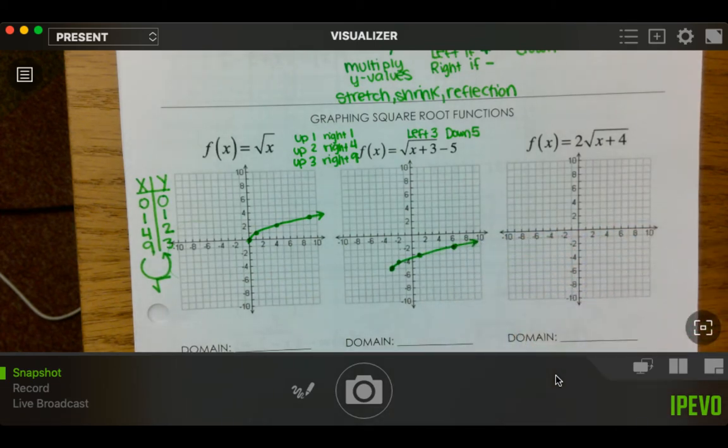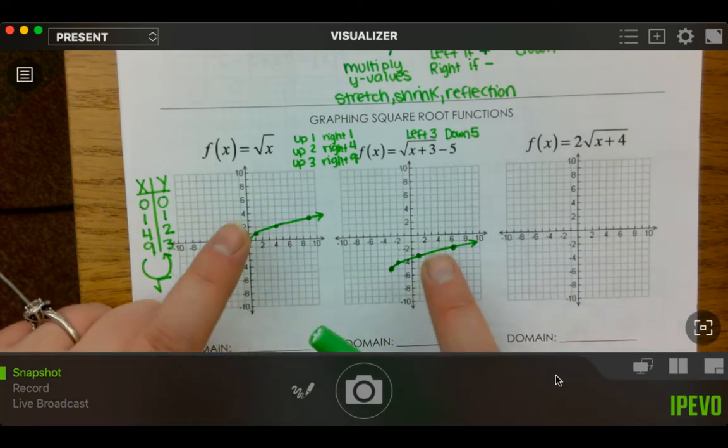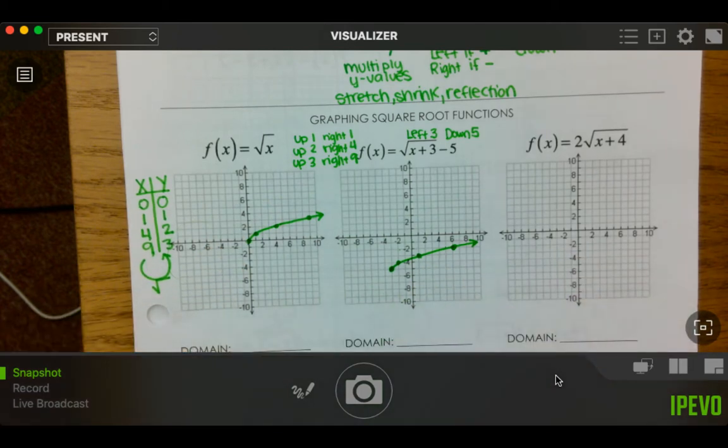Another way of doing this is to draw this over here and then move each point left 3 down 5. So it's the same shape in both graphs, but this one's just been moved left 3 down 5.